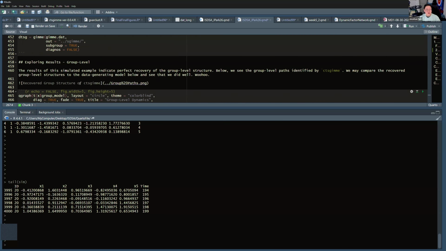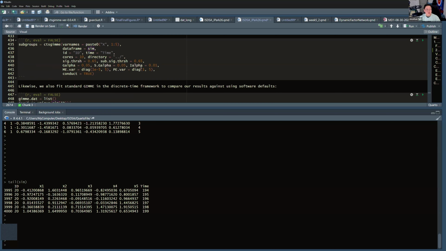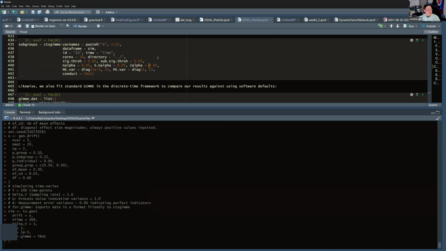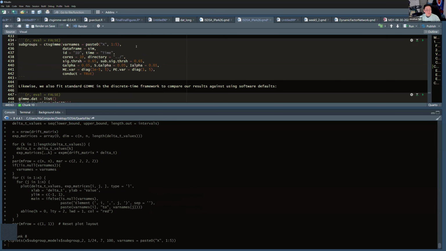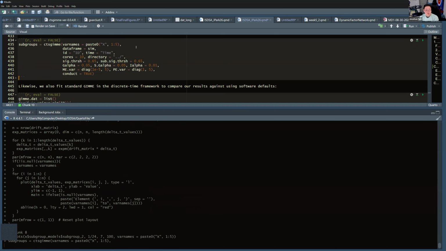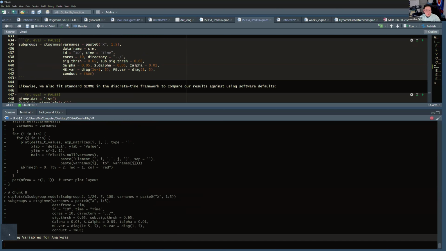I'm going to scroll down to the actual continuous time GIMME slide. This is mostly so that I can show folks what the outputs look like when continuous time GIMME is running. So you should see here that we are basically going to start running it. I have 10 cores available. This should not take long. I promise it will not take long.